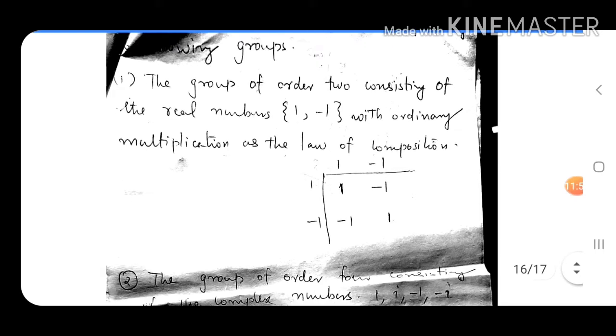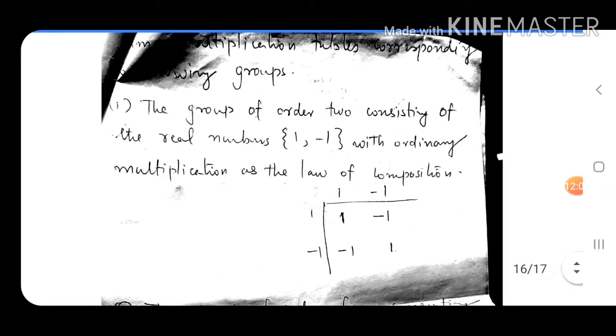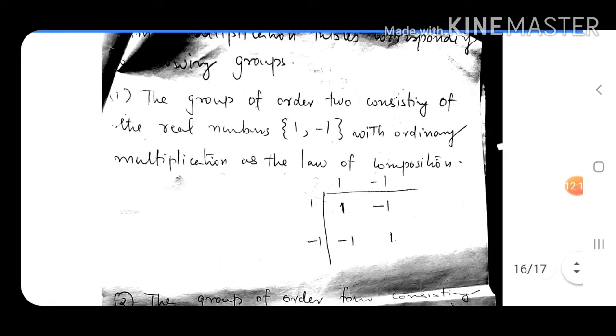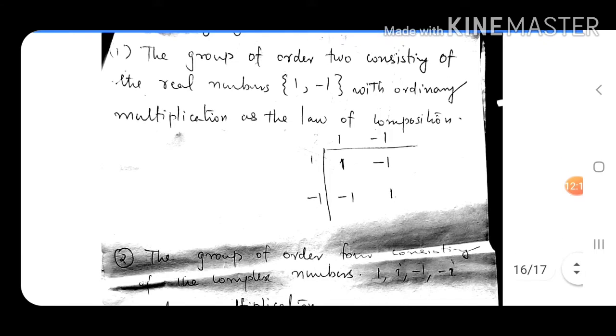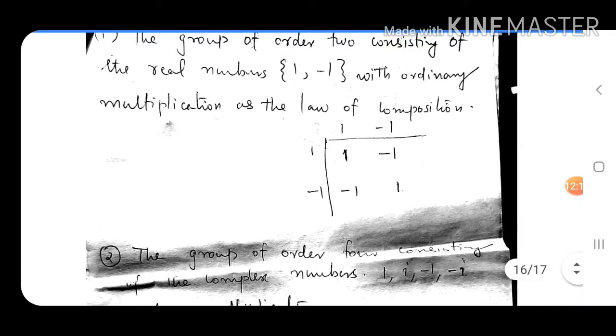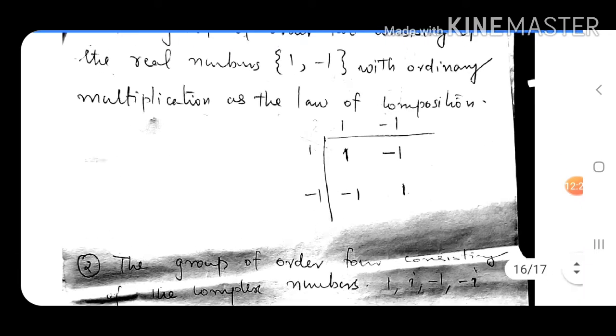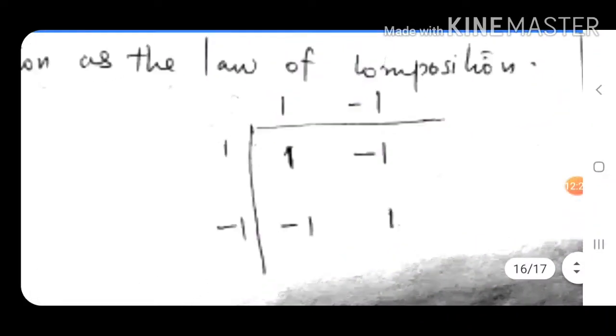Then we are going to write the group multiplication tables corresponding to a few groups. Actually, this group we have seen earlier. We take the first group, 1 and minus 1, a group of order 2. Very simple example. The law of composition is multiplication. I have written the multiplication table here, the group multiplication table.